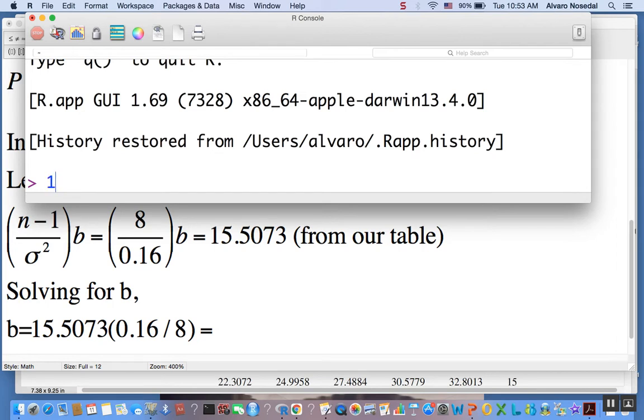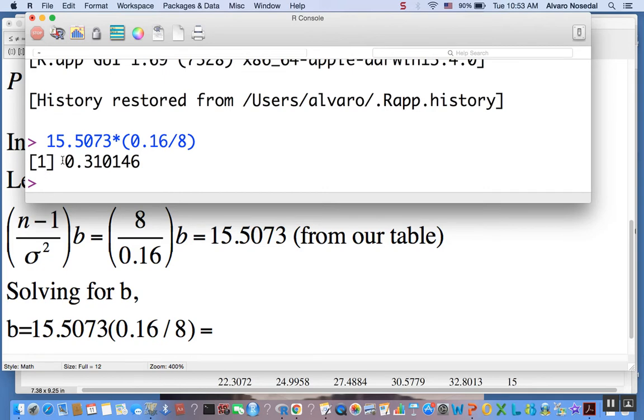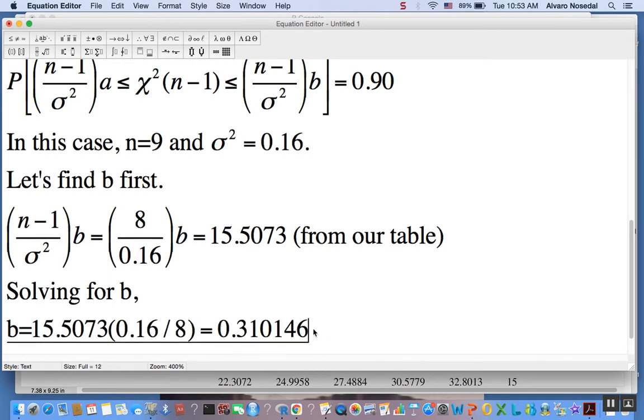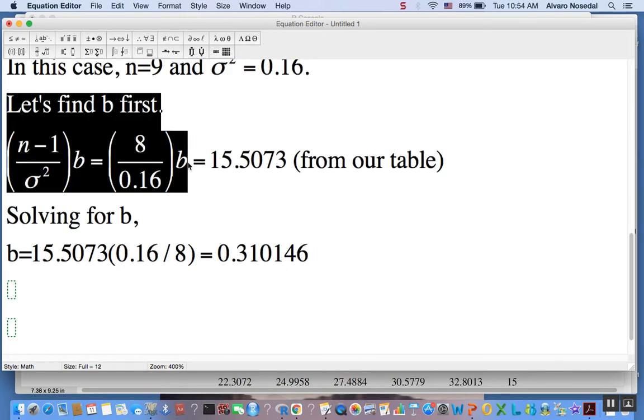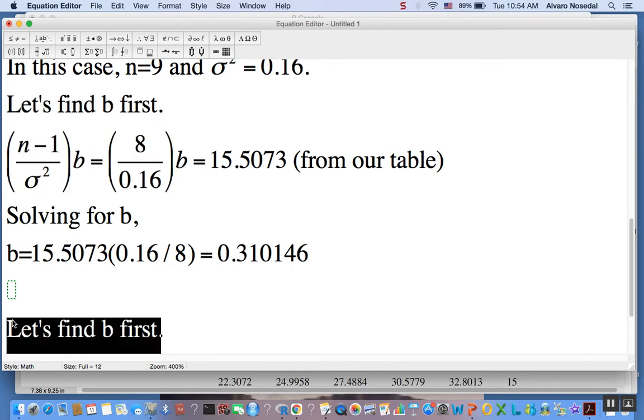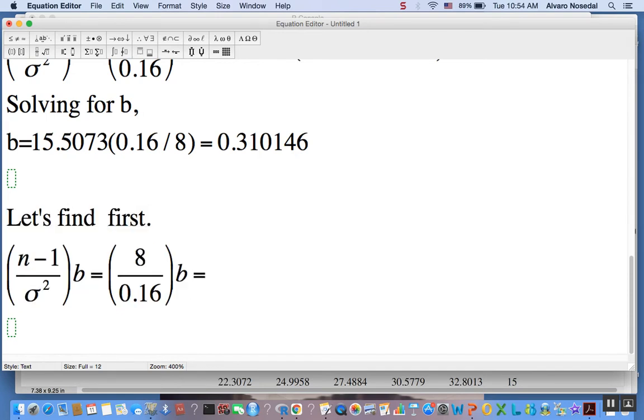We want 15.5073 times 0.16 divided by 8, right? So that's our guy. That would be B. Okay. Now let's find A. Let me be lazy here. I will copy paste this. Let's find A.